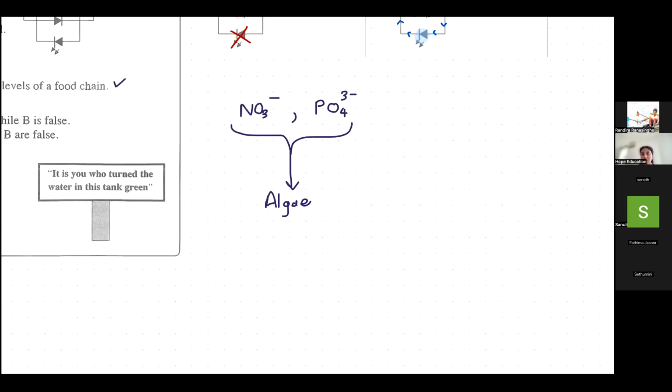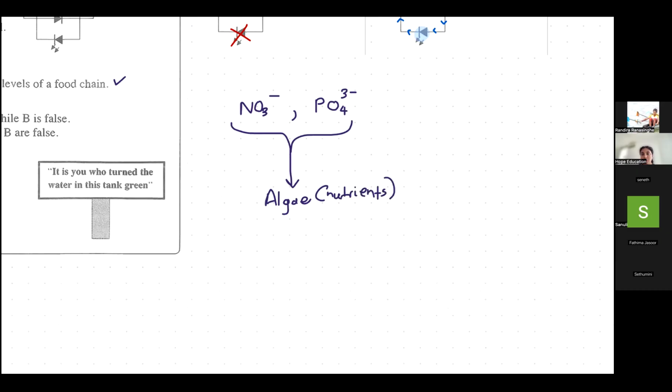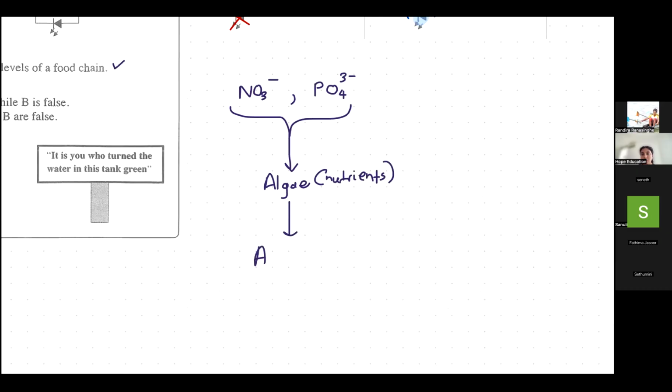So for algae these are nutrients. What will happen is that they will feed on the nitrates and phosphates and they will grow the population. So the algae population will increase a lot. And most of these algae are green in color. That is why the water bodies turn green. Have you seen such water bodies?